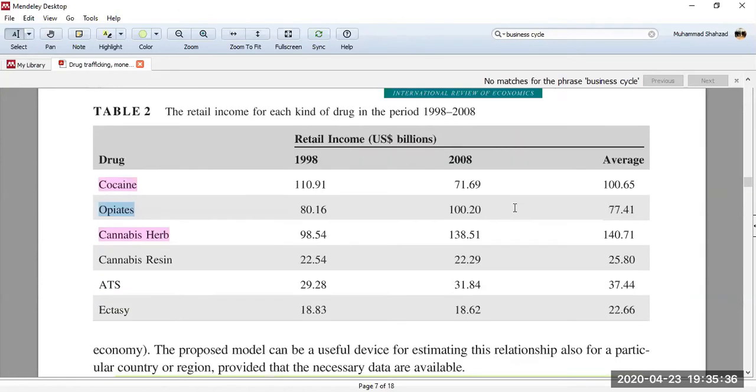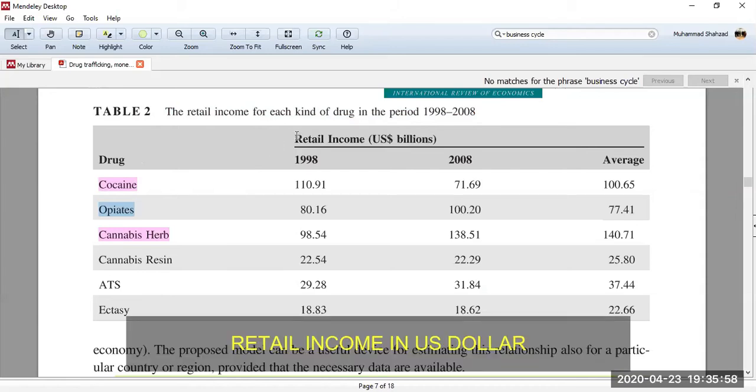The first thing, they evaluate the period around 1998 to 2008. They evaluate the retail income of each kind of drug in the period of 1998 to 2008. And then they found that cocaine, opiates, and cannabis are among the top of these products that make retail income, in US dollars as they mentioned.